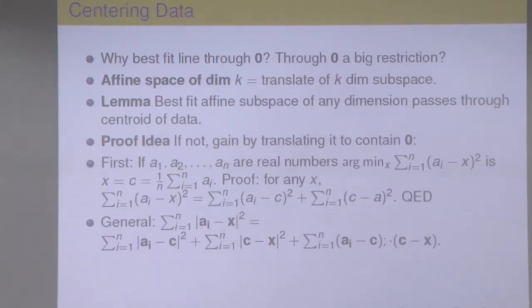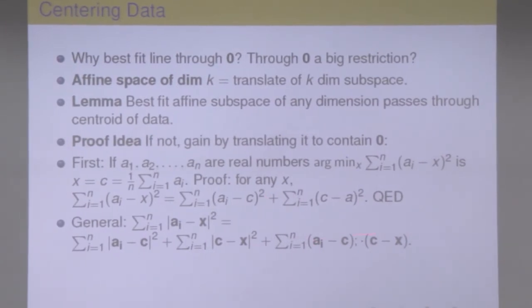If you expand it, this is what you get, and that term is 0. Again, C minus x comes out, even though it's a vector. The sum of these is 0 because sum of a_i equals C. C is the centroid, like it was for the real numbers.